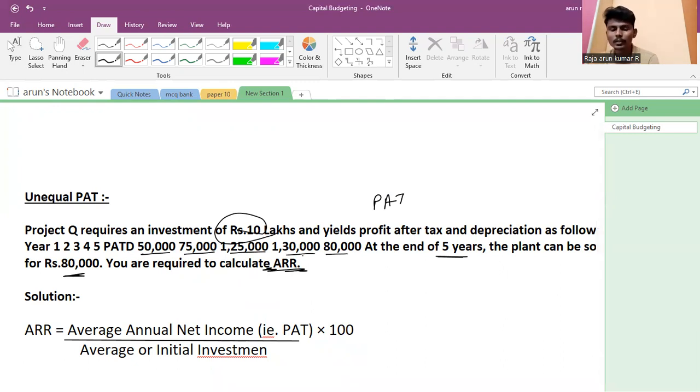Project Q requires an initial investment of 10 lakh. We find out the ARR percentage. In the project Q, the investment is 10 lakh. They given a PATD. PATD means we add all of that and divide by the number of years used, and we get that average annual income of that PAT, and we again divide with the initial investment, multiply with 100, we get that sum answer. Okay.